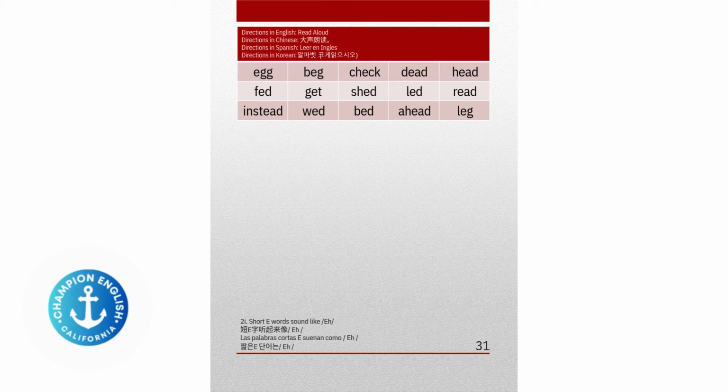Hello, students, and now we're going on to the E sounds. Now, E makes two sounds. The two sounds are short E, like egg, and long E, like each. So first we're going to do the short E sound, okay?